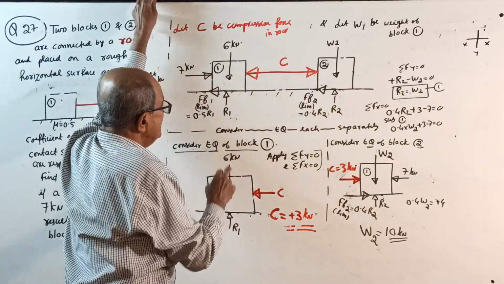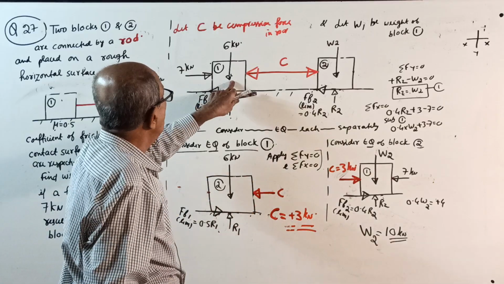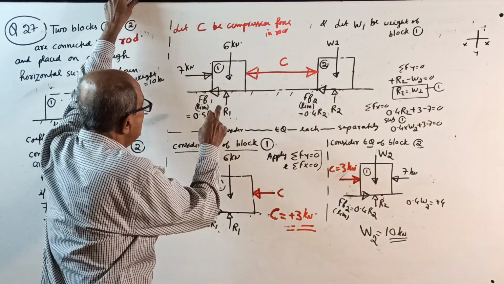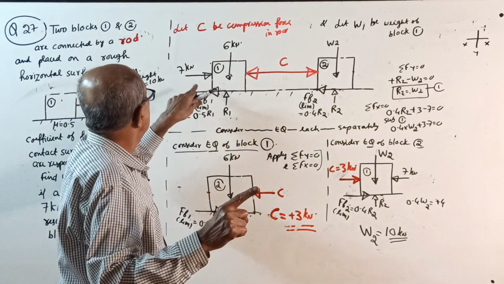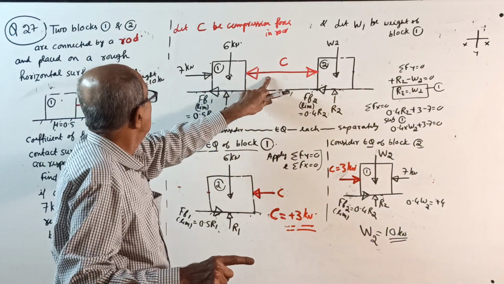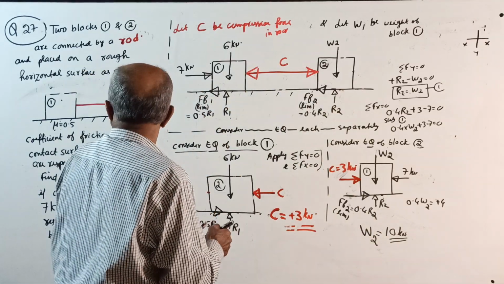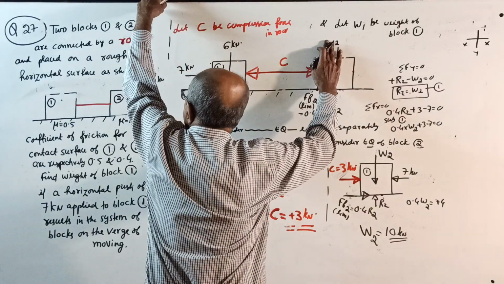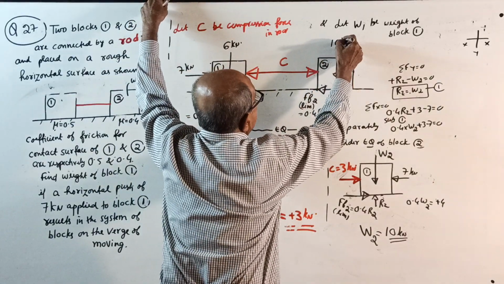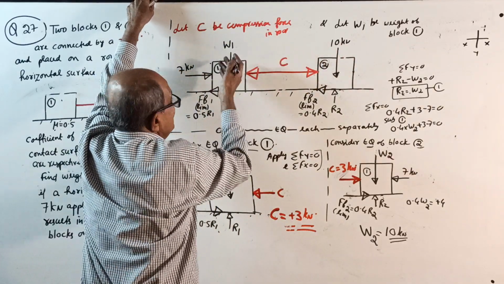Okay. Consider equilibrium of each block separately. Which one first? See here. Block 1, unknowns. R1, one unknown. This is not unknown. C. Second one, C. Oh, sorry. Which one? Find the weight of block 1. Okay, no. W1. This is how much? See, I forgot. This is 10 kilonewton. This is W1. Okay. Now you know the answer. Answer will come 6 kilonewton.